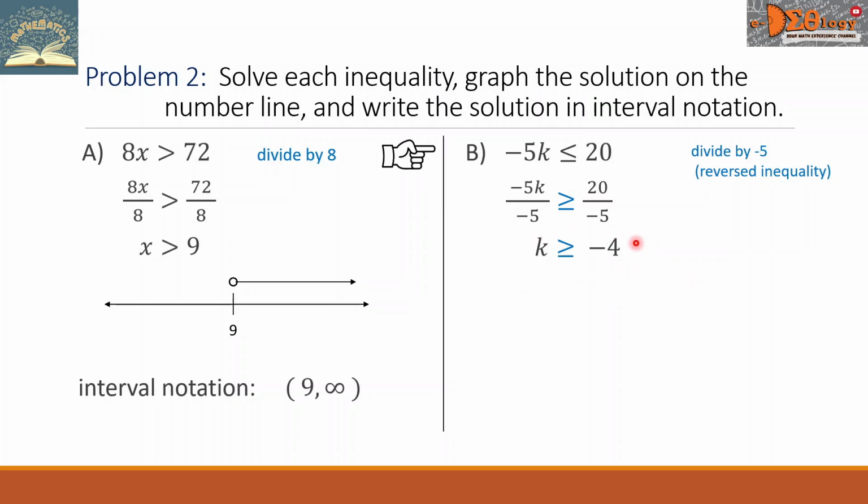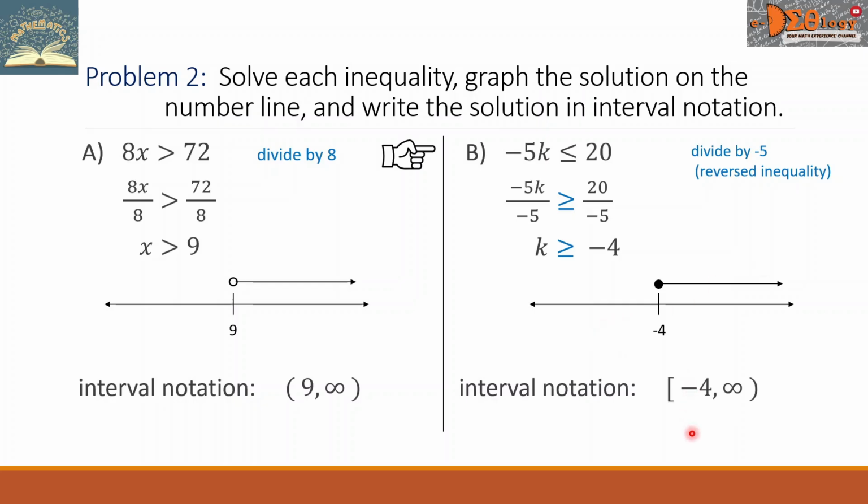This is the solution. Now for the number line, we put the negative 4 somewhere in the middle. This is k more than or equal to negative 4. These are the numbers that are equal or more than negative 4. For the interval notation, we write like this. It starts with negative 4, comma, and then those numbers that go to infinity. So we write here infinity. For the negative 4, because of the solid dot, we write here the square bracket. Again, for the infinity, we use a parenthesis.